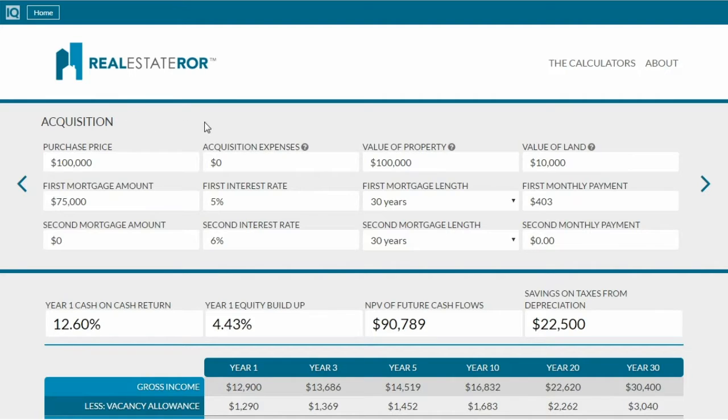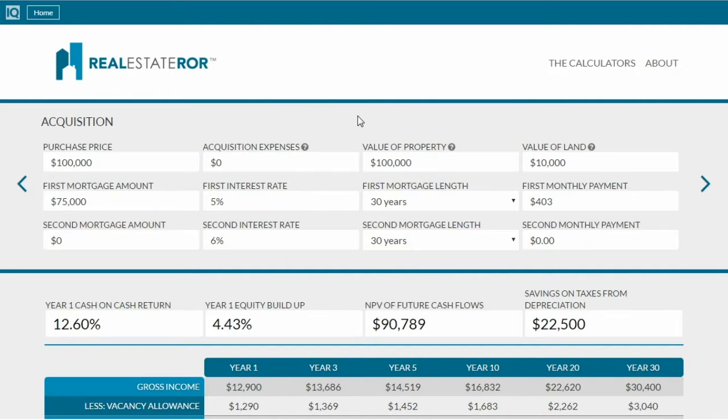First, the acquisition information. Here is where you'll enter info related to the purchase price, the value of the property, land value, and the mortgage. You'll notice there's an option to enter info related to a second mortgage. I usually just leave that blank, unless there is a need to finance with two separate mortgages.